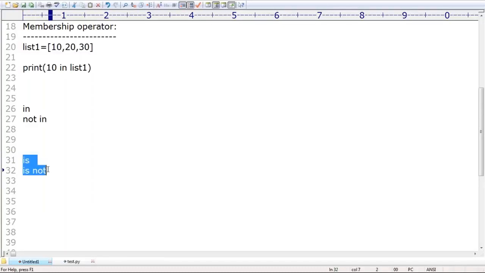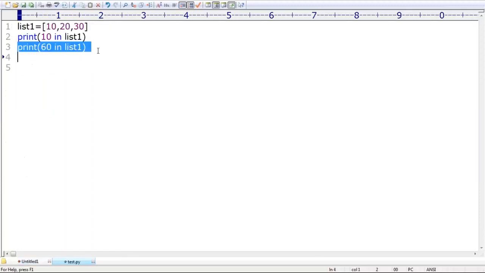Is and is not, these are identity operators. But in and not in, these are membership operators, right? Suppose I'm asking, 70 not in list 1, or not?